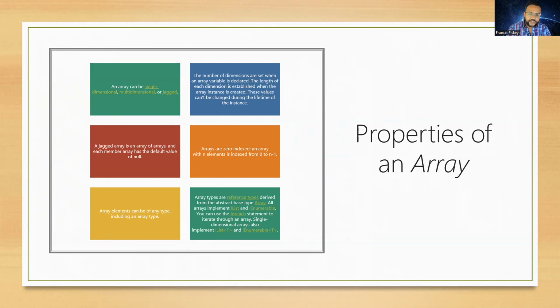Now, this can become very daunting. Multi-dimensional arrays normally bite the hands of most individuals who are just starting out, but they're very, very powerful. And of course, we have the vaunted jagged array. Jagged arrays are a holdover from C and C++. A jagged array, in a very simple explanation, is an array of arrays, and each member array has the default value of nothing, null.